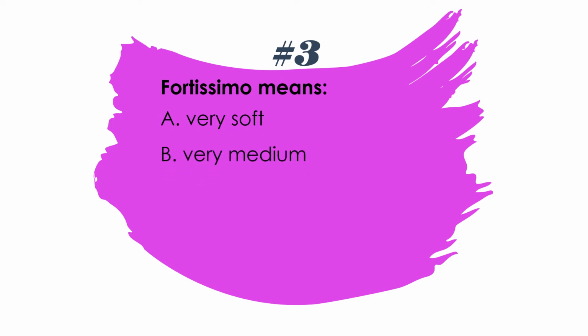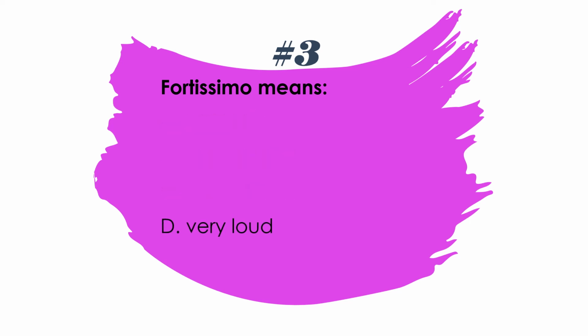Number 3. Fortissimo means A, very soft, B, very medium, C, kind of loud, or D, very loud. Answer is D, very loud.